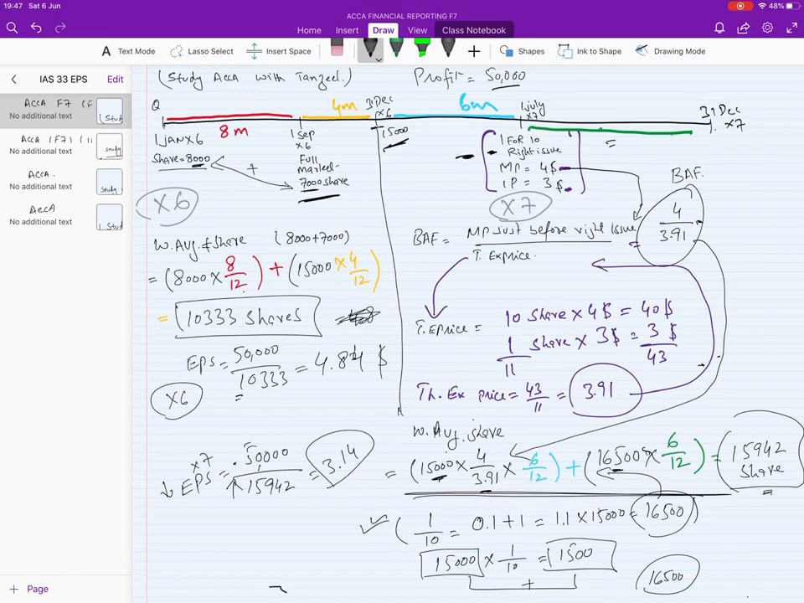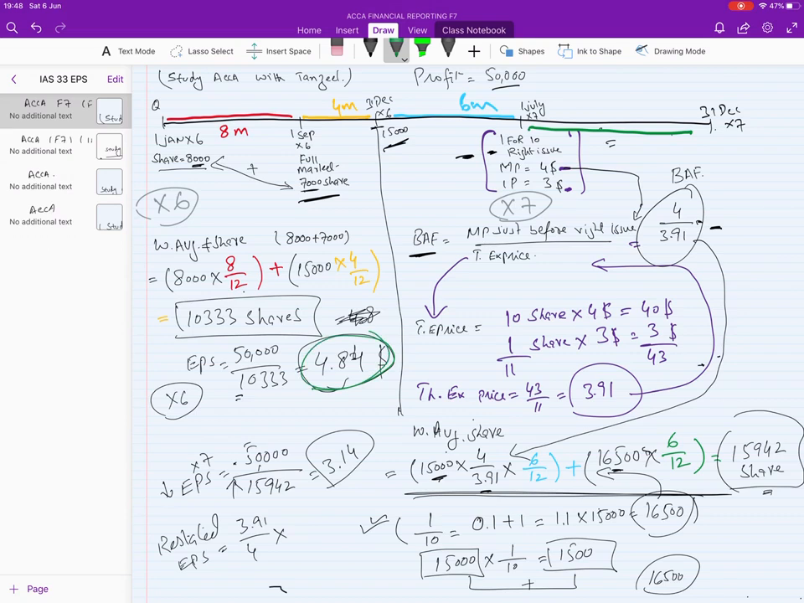Last year there was no rights issue, but this year there was a rights issue. So you cannot compare this year's performance with last year. So you need to calculate the restated EPS. We have already told you, just reverse the bonus fraction. BAF was 4 divided by 3.91, now just do 3.91 divided by 4. Just reverse this and multiply it with last year's EPS.